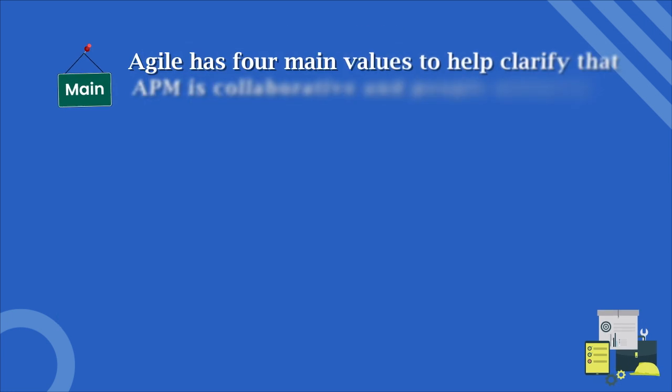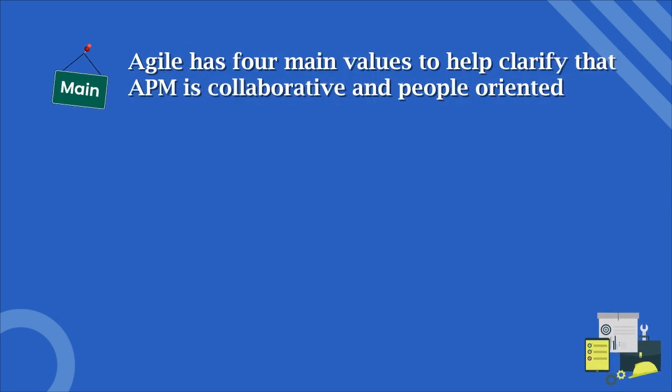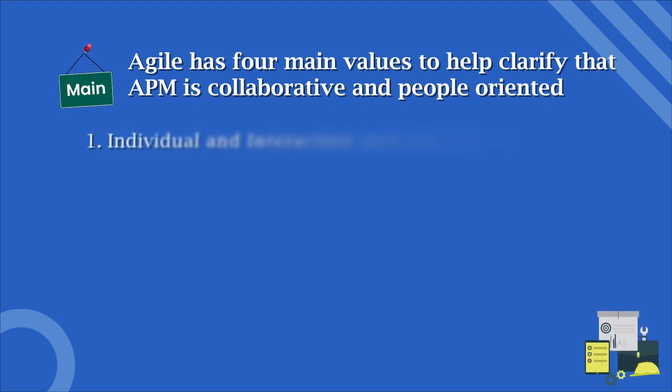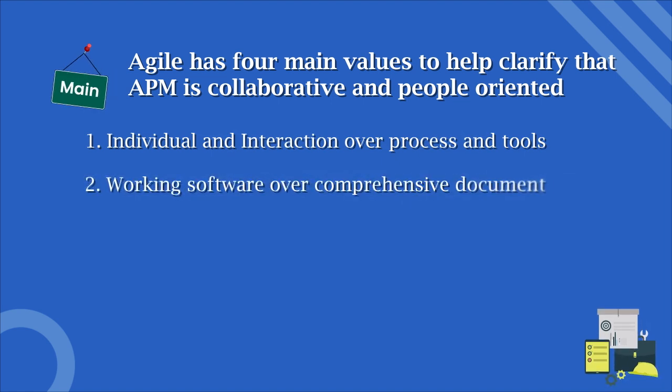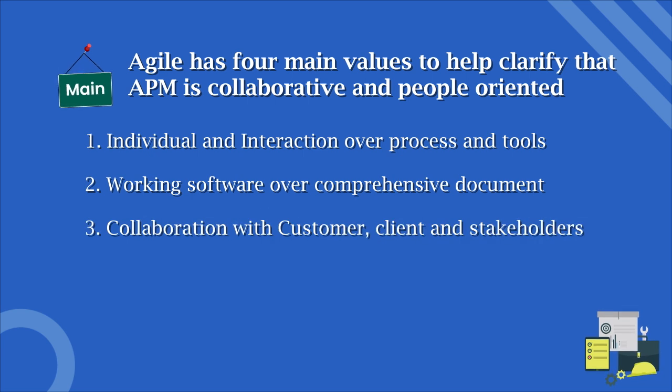Agile has four main values to help clarify that APM, Agile Project Management, is collaborative and people-oriented: individuals and interactions over process and tools, working software over comprehensive documentation, collaboration with customers, clients and stakeholders, and welcoming change.